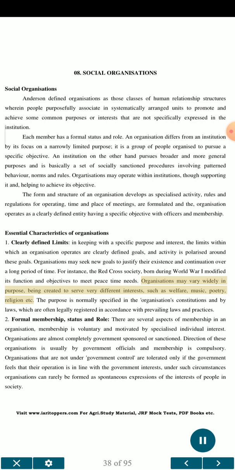Organizations may vary widely in purpose, being created to serve very different interests, such as welfare, music, poetry, religion, etc. The purpose is normally specified in the organization's constitution and bylaws, which are often legally registered in accordance with prevailing laws and practices. 2. Formal membership, status and role.